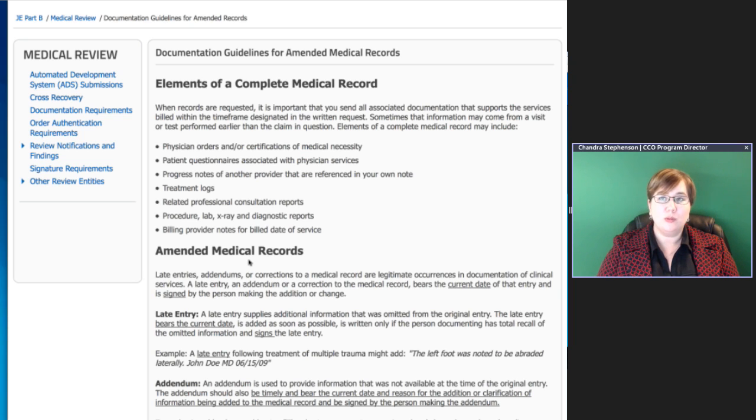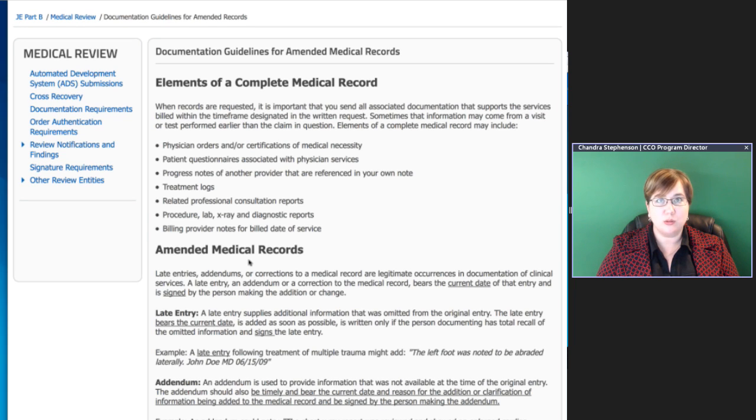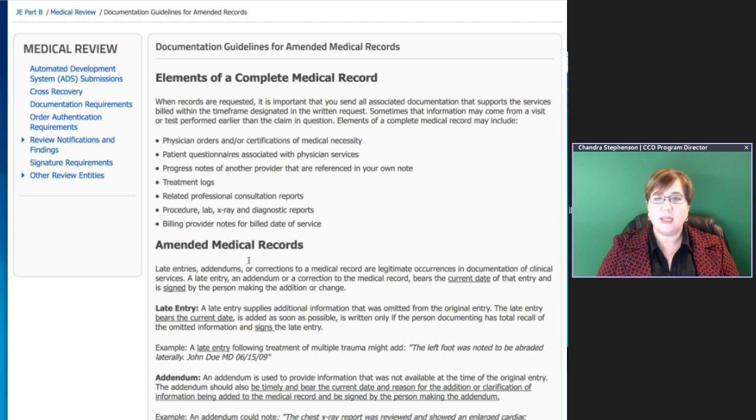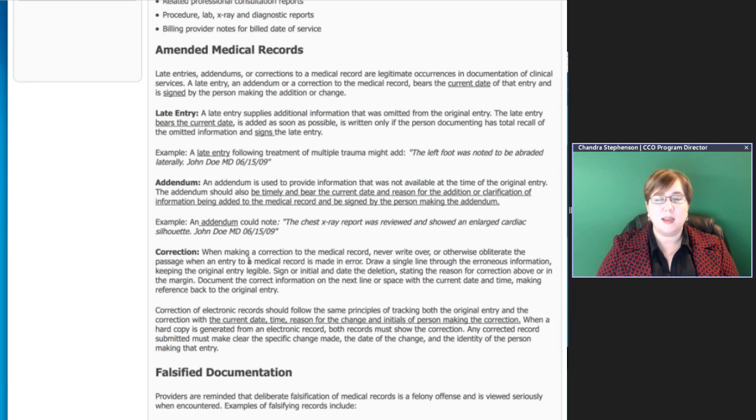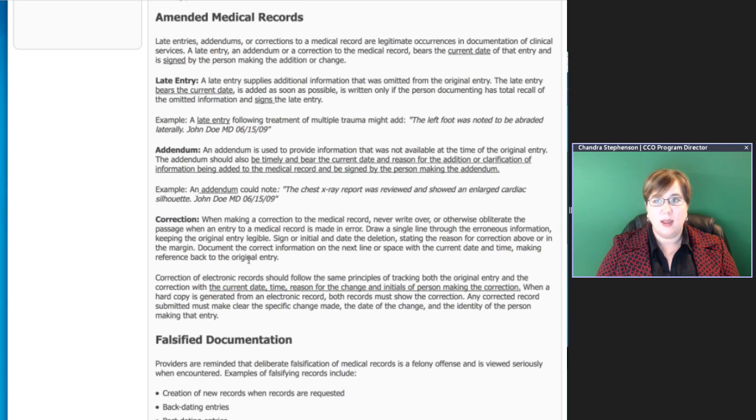They go through, right, what's important to make sure is included in the medical record. And when we get down to amendments, they talk specifically about late entries, addendums, and corrections. The addendum is used to provide information that was not available at the time of the original entry. Well, that's really not what this doc is doing. This doctor is making a late entry. Right? A late entry supplies additional information that was omitted from the original entry.